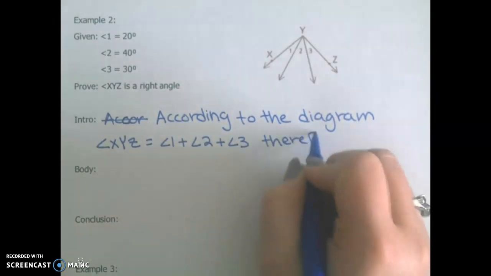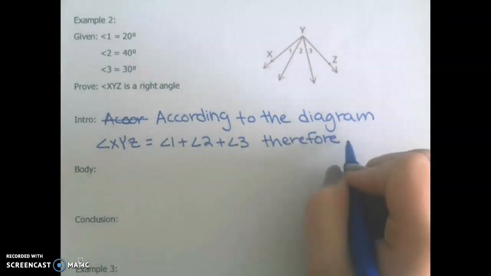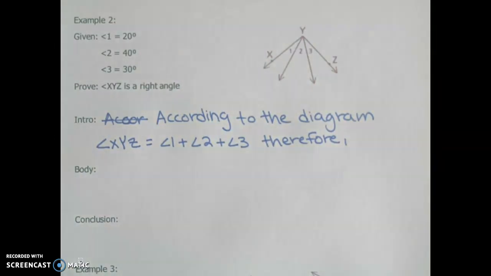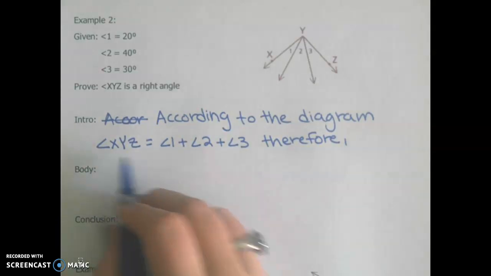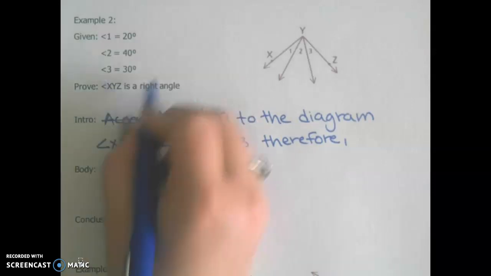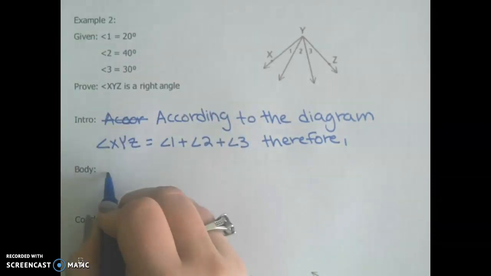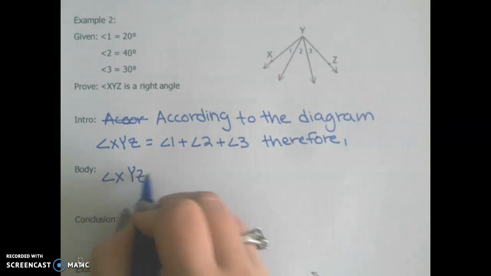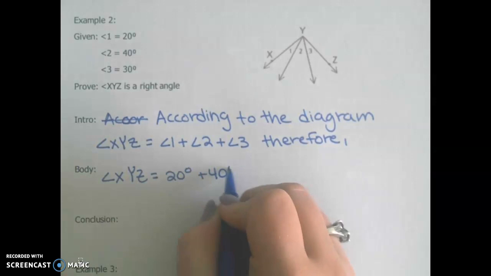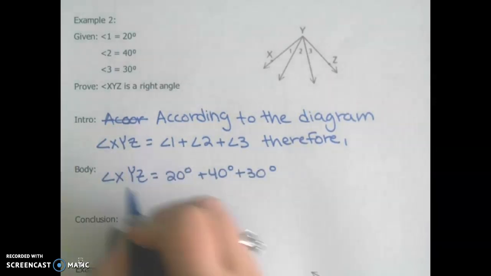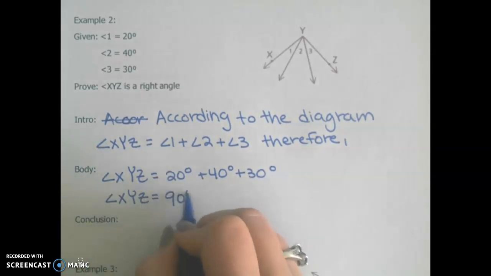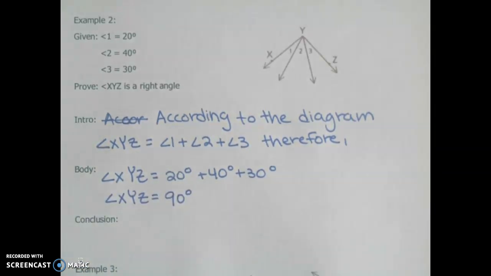Therefore, now in my body, I'm going to start working problems and calculations. So if I know that angle XYZ is equal to angle 1 plus 2 plus 3, then I can plug in the values I was given. So angle XYZ is equal to 20 degrees plus 40 degrees plus 30 degrees. And 20 plus 40 plus 30 is equal to 90 degrees. So angle XYZ is 90 degrees.